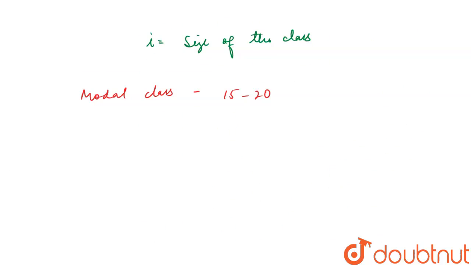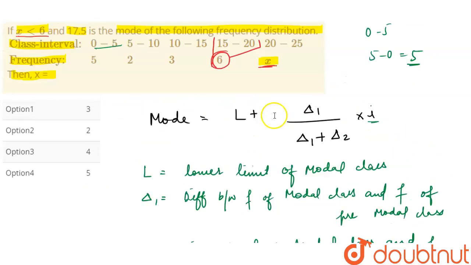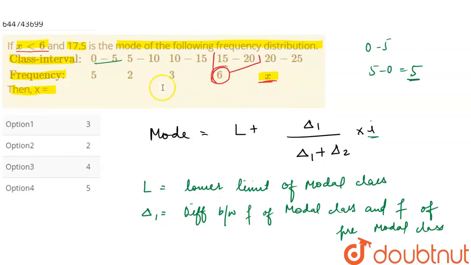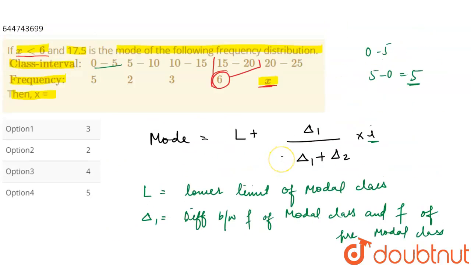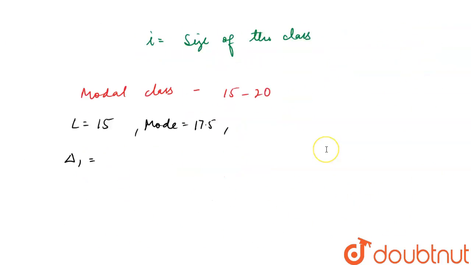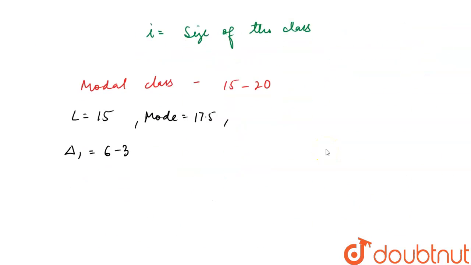Now from this we get L equals 15, that is the lower limit of the modal class. And the mode is equal to 17.5, that is given. Now we get delta 1, that is the frequency of the modal class minus the frequency of the pre-modal class. So the frequency of the modal class is 6 and the frequency of the pre-modal class is 3. So 6 minus 3 is equal to 3.